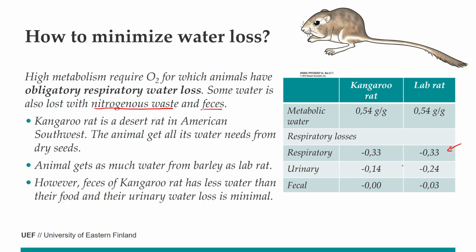The urea is more concentrated in the kangaroo rat, so it's losing less water. And the interesting thing is that the feces are very dry. There's actually a smaller amount of water in the feces than in this barley. So that's why it's marked as actually 0.